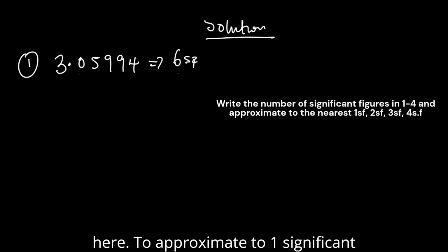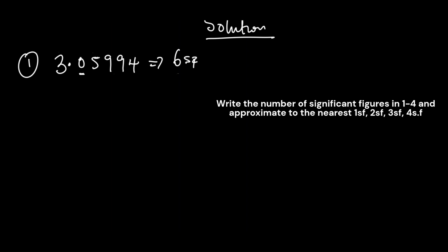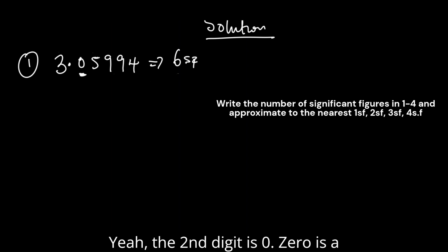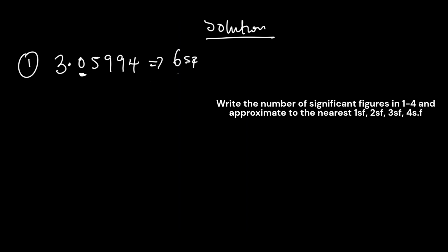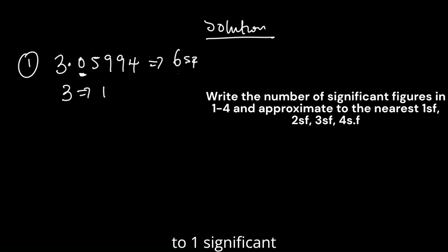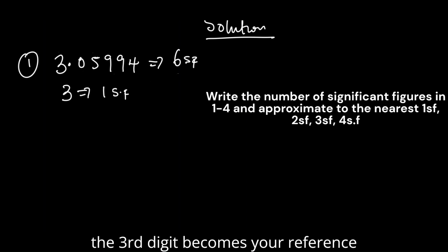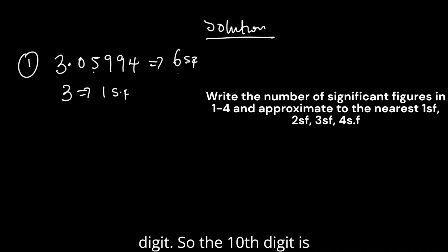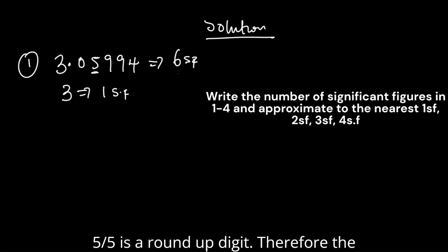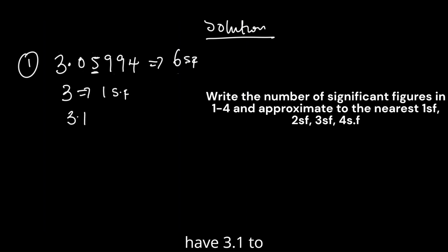To approximate to one significant figure, the second digit becomes our reference number. Here, the second digit is 0. 0 is a round-down number, therefore the preceding digit remains the same. So this is 3 to one significant figure. Then to approximate to two significant figures, the third digit becomes your reference digit. So the third digit is 5. 5 is a round-up digit, therefore the preceding digit is increased by 1. We have 3.1 to two significant figures.